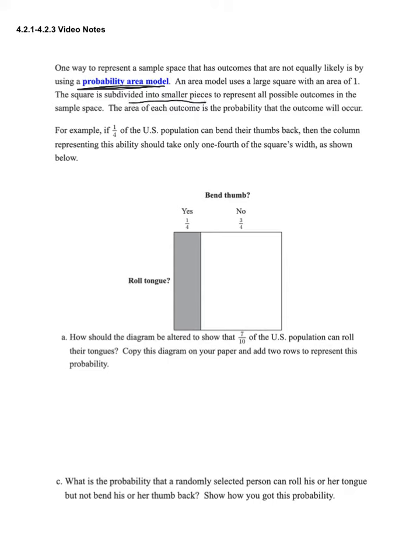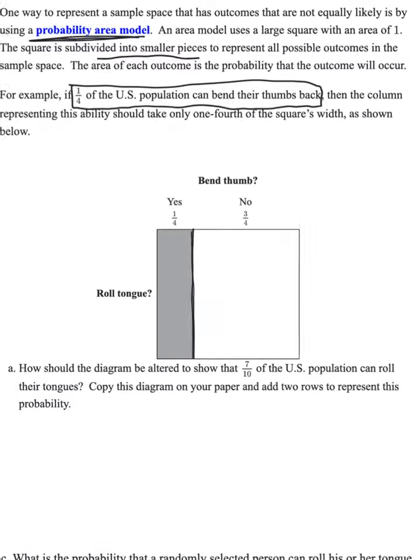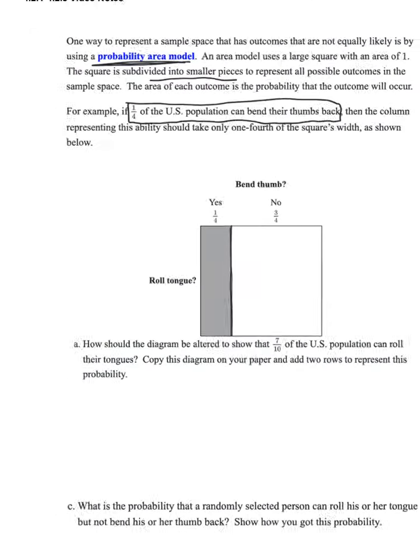Turns out that actually only a fourth of the US population can bend their thumbs back. So to adjust that in my column, instead of it being 50-50 like it was before, I'm looking here at yes is a fourth, and the line is cut at approximately 1/4. So it's kind of drawn to scale. And then the 3/4 is where my no goes.